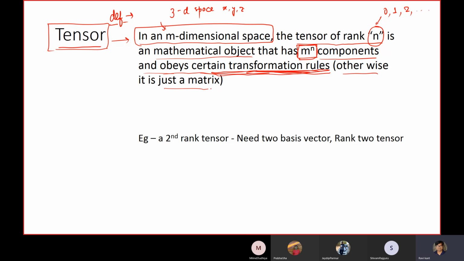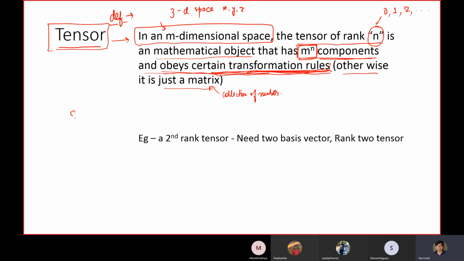Otherwise, it is just a matrix. If it does not obey the transformation rule, it is just a matrix. It is just a collection of numbers. A matrix is just a collection of numbers. But in order to be a tensor, it should have m to the power n components and it should obey certain transformation rules. It should go under some linear transformation or some sort of transformation. We'll see that a bit later.